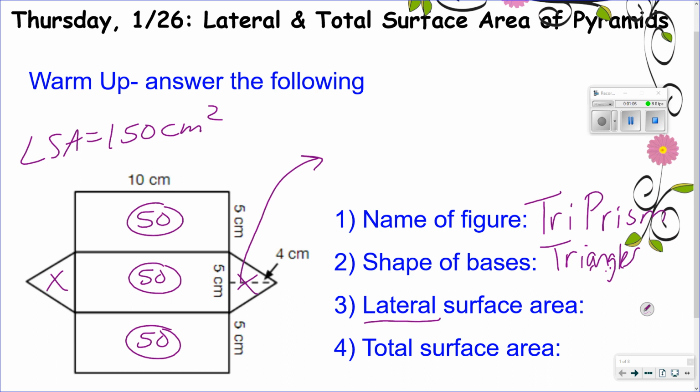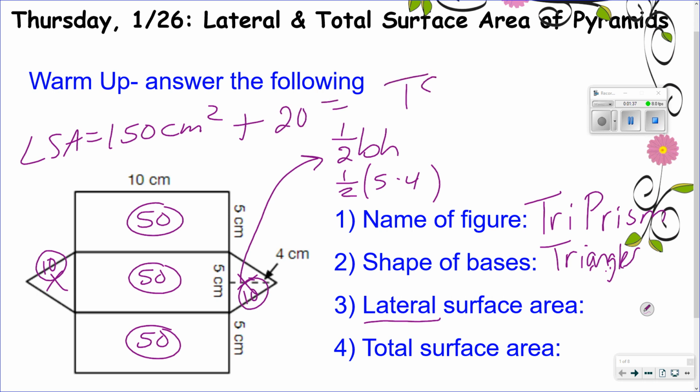Now for the total, we do need the triangles, right? So tell me the formula for a triangle. 1/2 base times height. What are the base and the height of the triangle? 4 and 5. So 4 times 5 is 20 divided by 2 is 10. So that means each of these triangles is 10. So that means I'm going to add what to that? 20. So that means the total surface area is 170. Thumbs up if you got that right. Both parts. Okay.